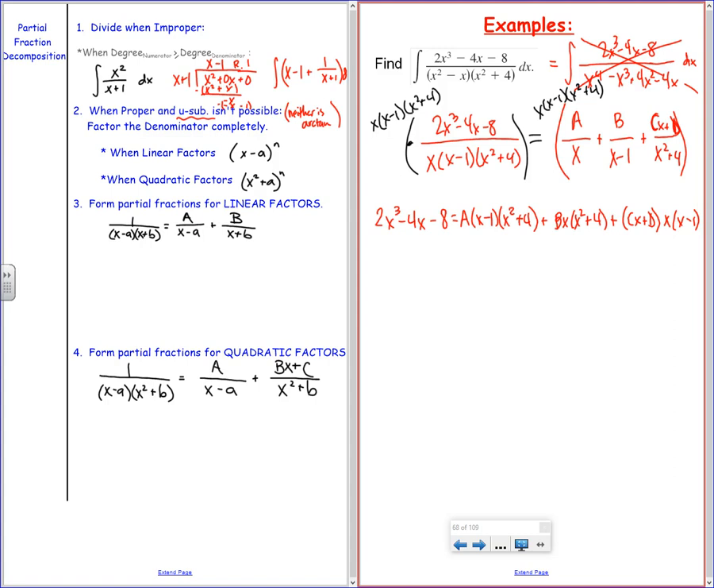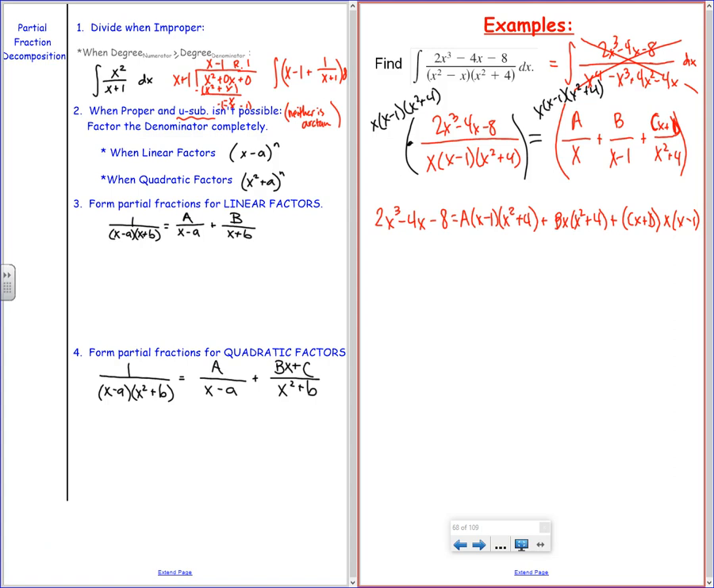It's a lot. We can take everybody by the x cubed term and set it equal to 2. We can take everybody by the x squared term and set them equal to 0. Everybody by the x term, set them equal to 4. Everybody by A, B, C, the no more x's term, set equal to negative 8.